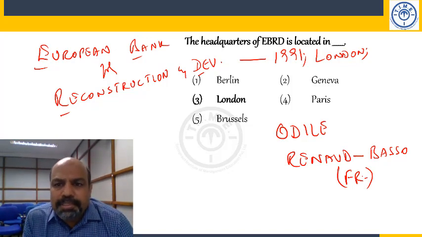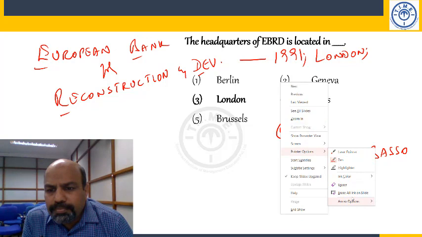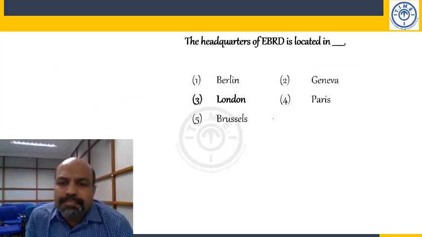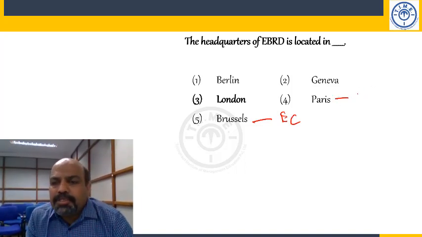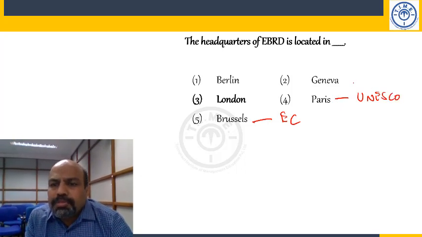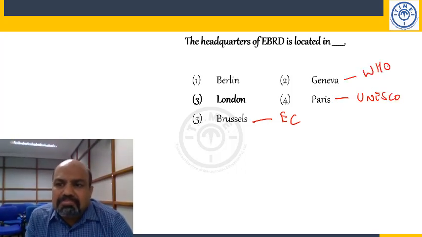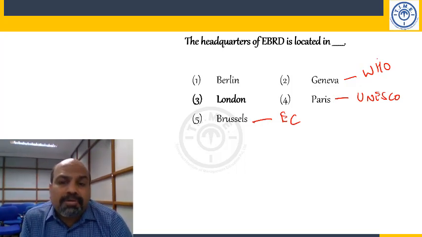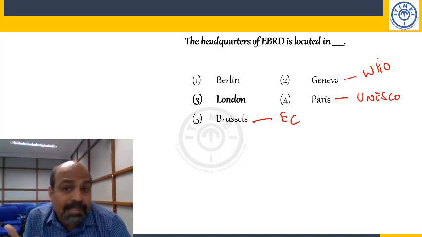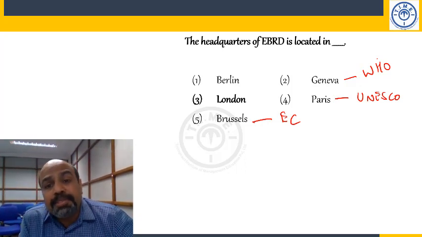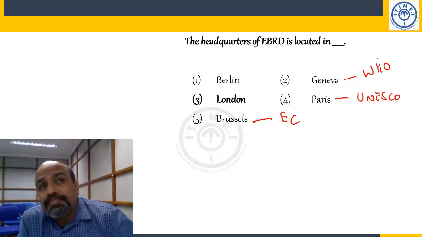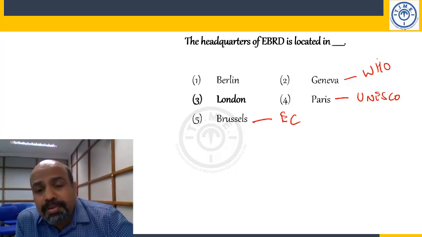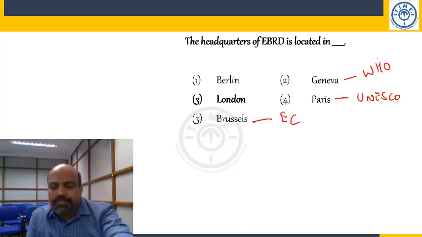Okay, the choices here, what will you write? Brussels, European Commission. Paris, UNESCO. Geneva, WHO, ILO, International Labour Organization. Berlin, I don't find much actually. I couldn't find anything great in Berlin except that it's a great city of goods and it's a headquarters of a lot of companies. Yeah, it's headquarters of Siemens. Siemens has two headquarters. One is Berlin. The other is Munich.